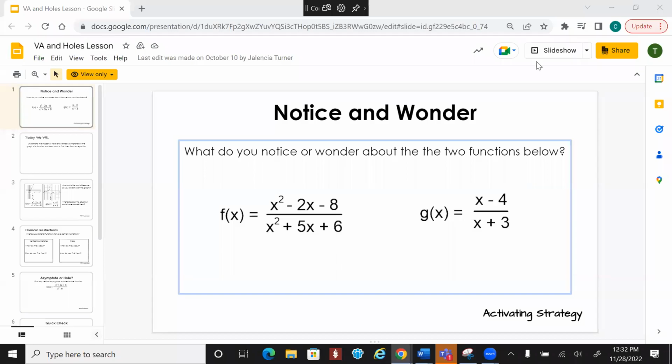All right, so what do you notice or wonder about the two functions below? In this unit, what you're going to want to do is factor anytime you see these type of rational functions. So right here, we're going to factor this guy.